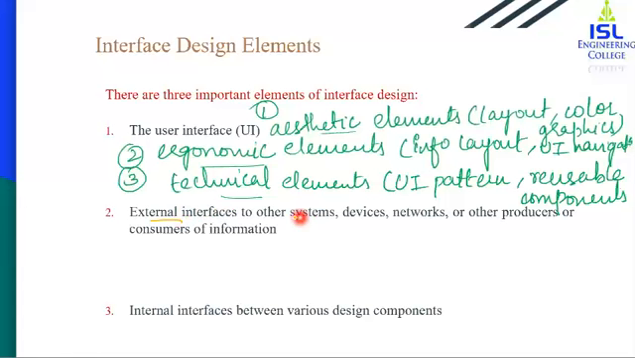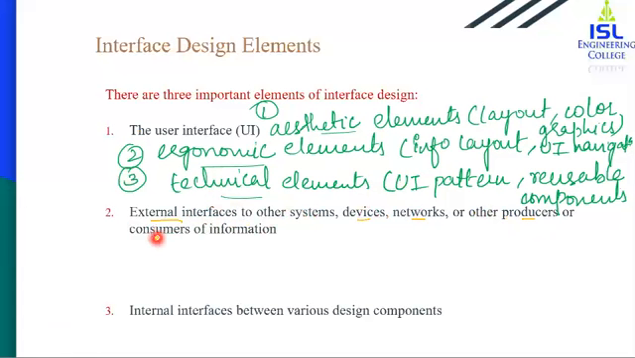Now, what is an external interface? External interface to other systems. That is how you're connecting. It can be other devices, it can be networks, or the producers or consumers of information. Those are your external interfaces. That is, external to the software that you've built.